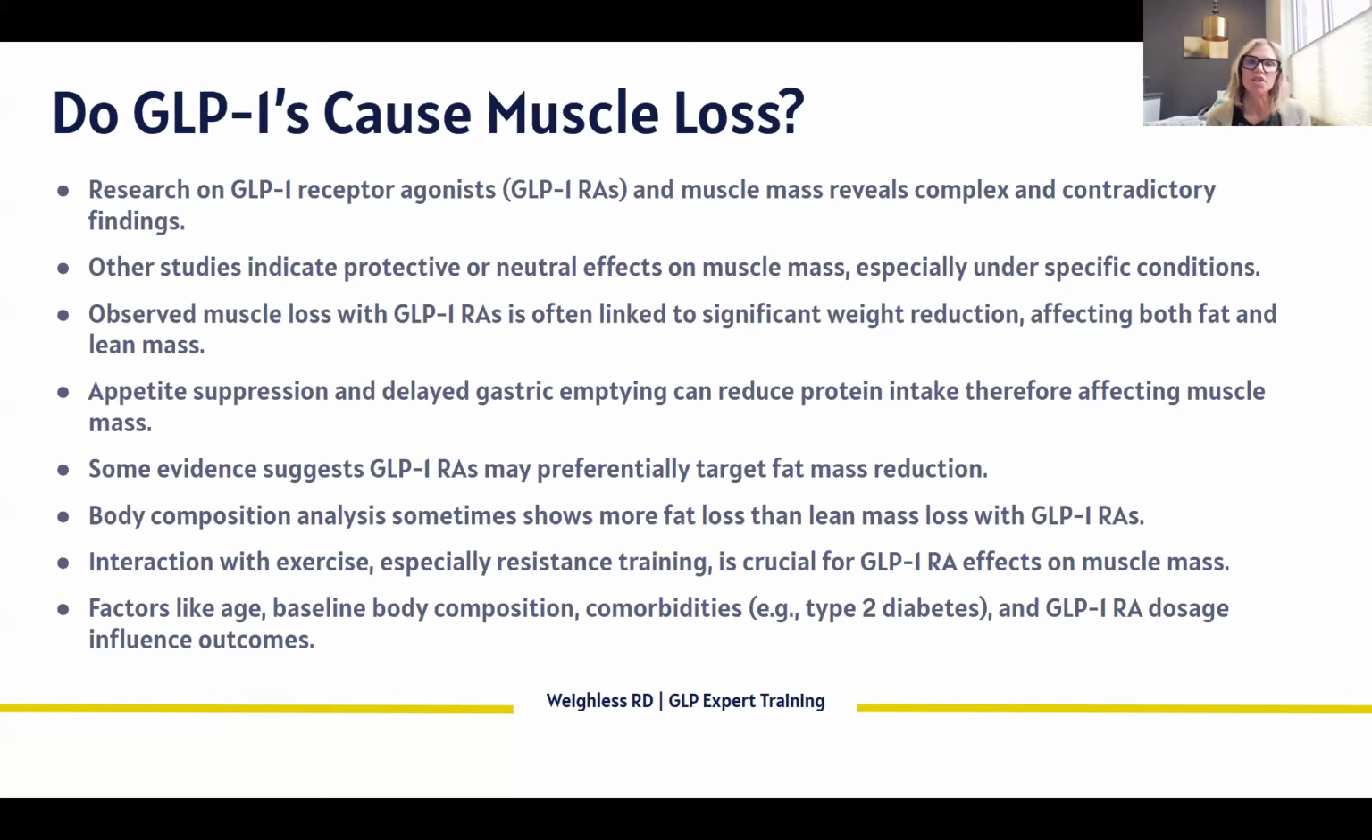So we know a lot of this stuff. Some evidence suggests that GLPs may preferentially target fat mass reduction. Body composition analysis sometimes shows more fat loss than lean mass loss with GLPs. Interaction with exercise, resistance training is crucial. Again, I'm just saying this because we kind of know it, but this is what's continuously being communicated. Factors like age, baseline body comp, comorbidities, and GLP dosage are going to influence outcomes as well. Okay, so just kind of bringing us all on a level playing field here.